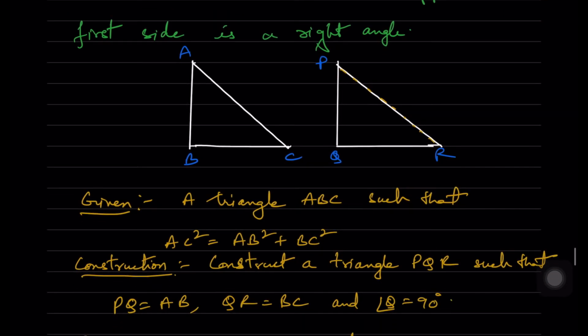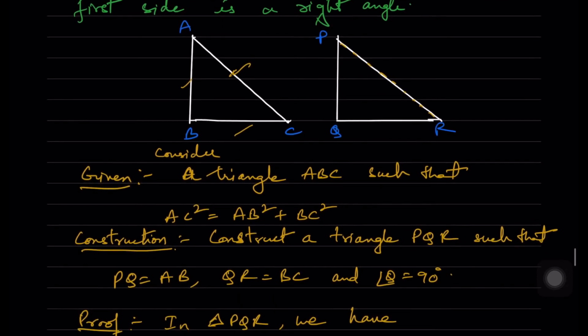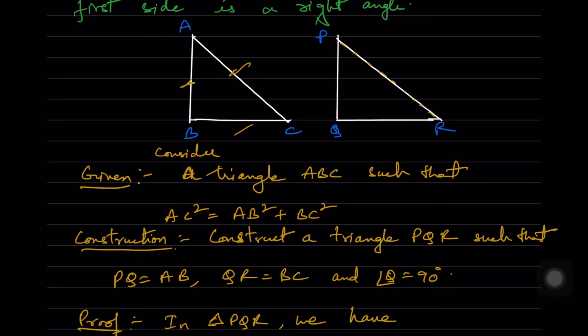So in that way, we have to consider a triangle ABC such that AC square is equal to AB square plus BC square. Thus AC square is equal to AB square plus BC square. Construct a triangle PQR such that PQ is equal to AB, QR is equal to BC, and angle Q is equal to 90 degrees.